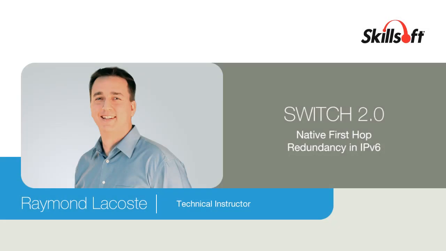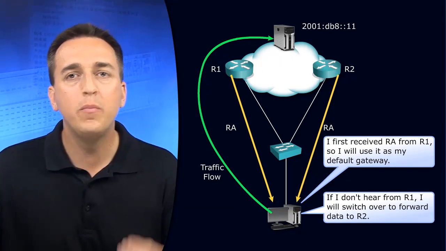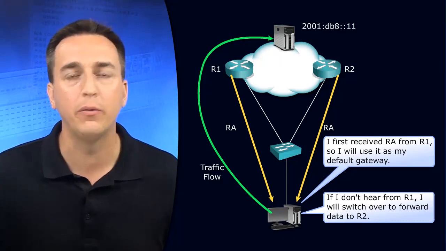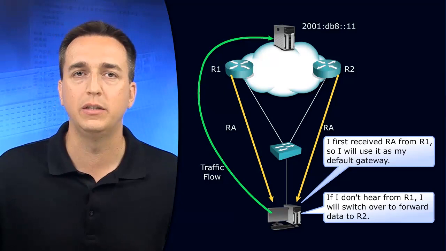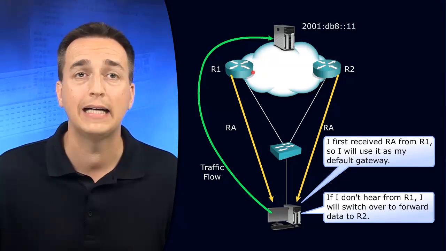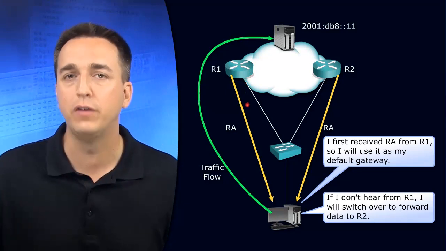For those of you who are familiar with IPv6, you'll be well aware that it has built-in support for gateway load balancing or gateway redundancy. And this is accomplished through those router advertisements. Notice here that we have R1 and R2 that are connected to the exact same local area network, and both of them are sending router advertisements.